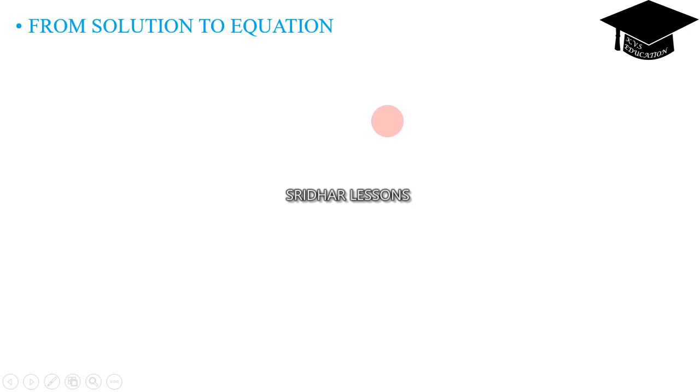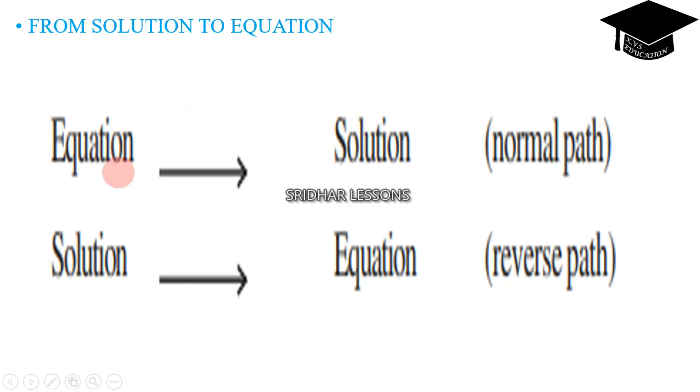Before going to the next exercise, we will discuss some concepts here. From solution to equation. Equation to solution is the normal path. Sometimes we will go from solution to get the equation. This is known as the reverse path. Students, try to observe clearly.